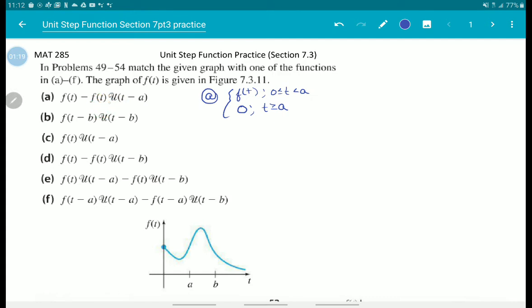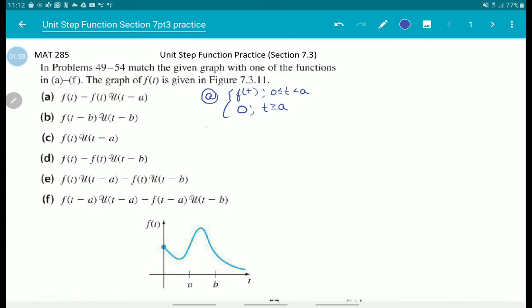Okay, so remember how this works. This is going to take on a value. It's either going to be 0 or it's going to be 1. So up until A, this guy takes on the value of 0. So then this piece would be f of t times 0. So then we would have f of t minus f of t times 0, which would just be f of t. So that's true as long as we are between 0 and A. But then once we hit A, this piece takes on the value of 1. So then we would have f of t minus f of t times 1. And f of t minus f of t would be 0. So just remember what this guy's going to look like.